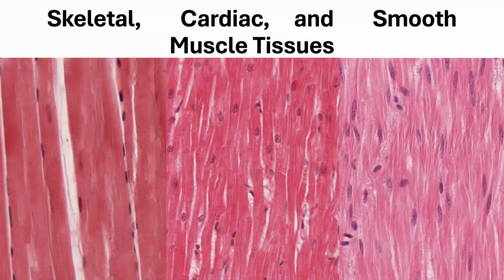To summarize, skeletal muscle is voluntary, striated, multinucleated, and specialized for movement. Cardiac muscle is striated, branching, involuntary, and specialized for pumping blood. Smooth muscle is non-striated, involuntary, and specialized for regulating movement in hollow organs. Together, these three muscle types demonstrate contractility, excitability, conductivity, distensibility, and elasticity, properties that make movement and organ function possible.